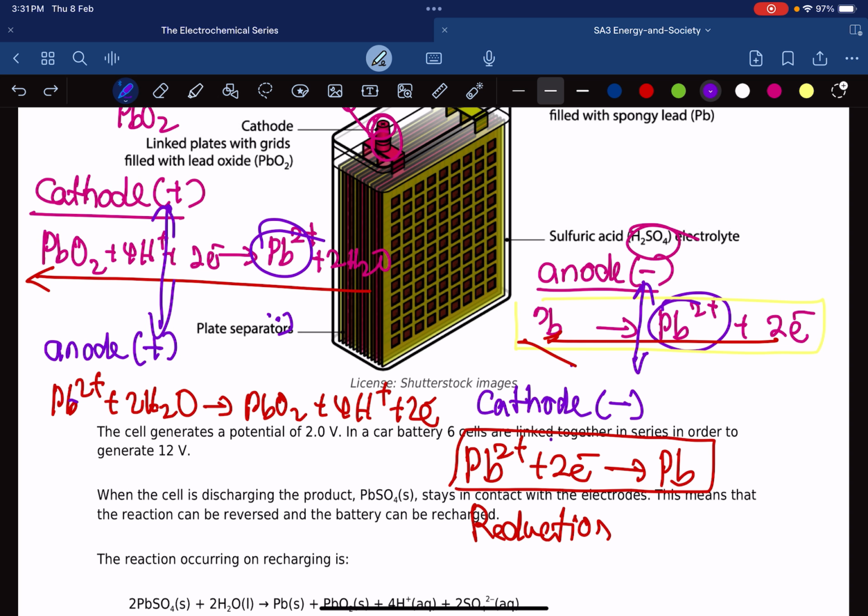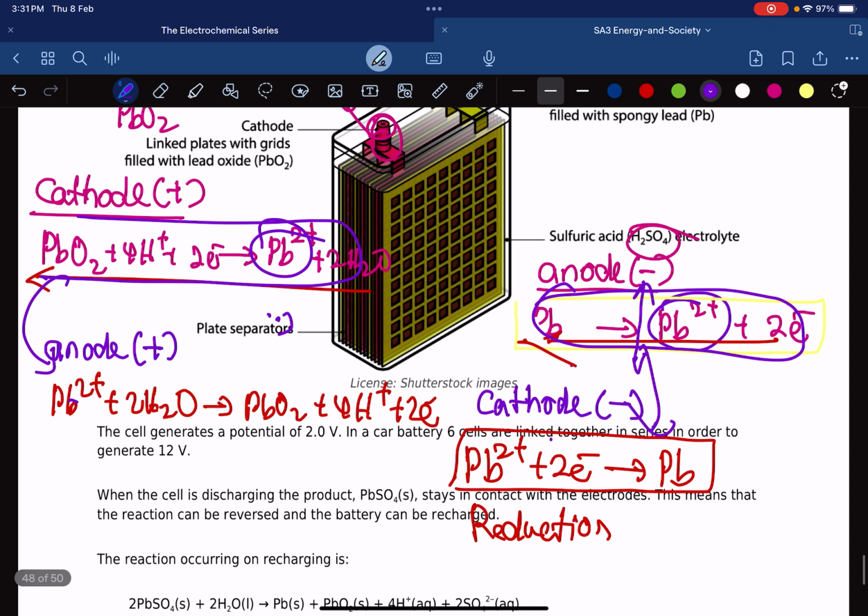Whatever underwent reduction earlier now undergoes oxidation. Repeat, whatever underwent reduction will undergo oxidation. Whatever underwent oxidation will undergo reduction. So what was cathode becomes anode, what was anode becomes cathode, but the polarities remain the same.